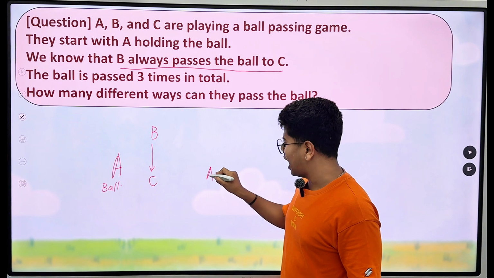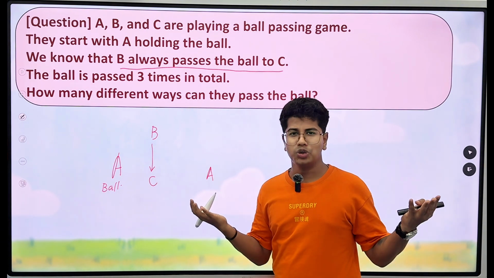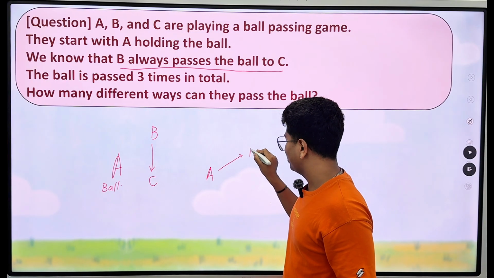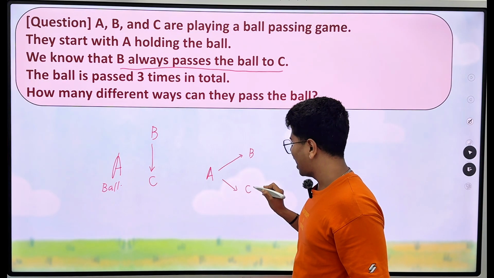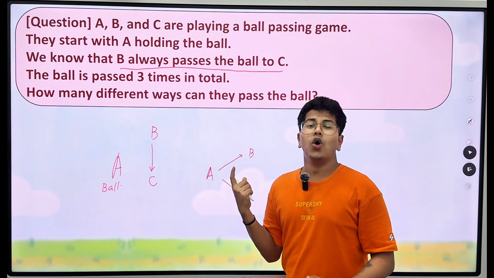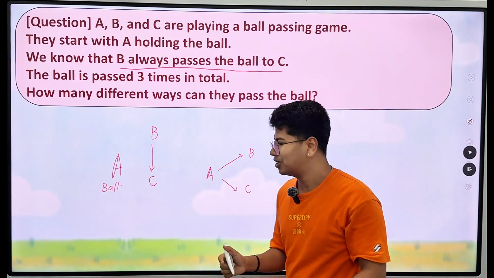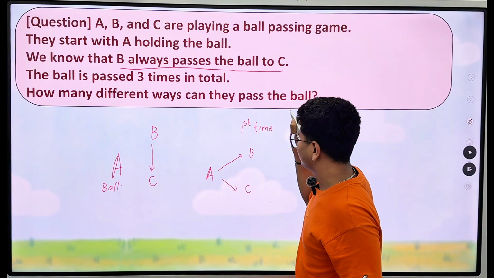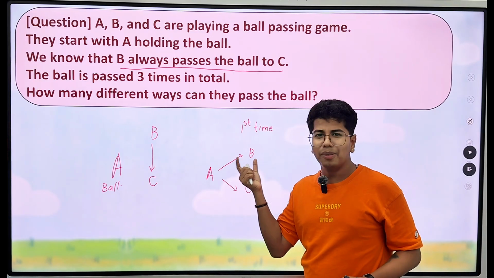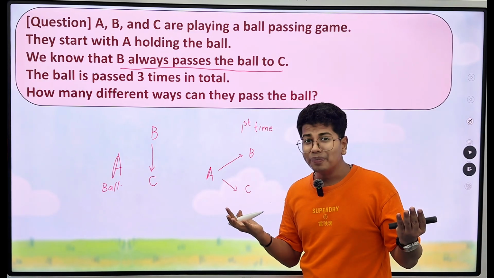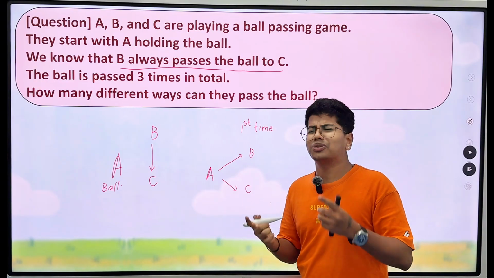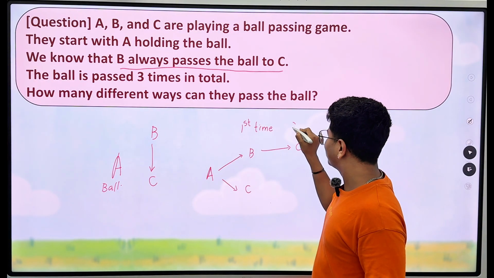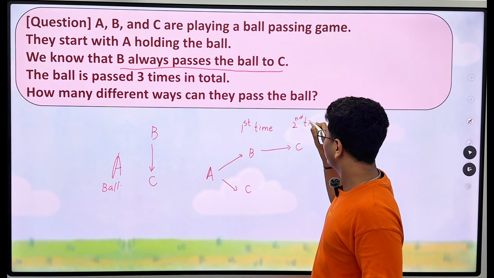So if A has the ball, A can pass to who? Perfect, B or C. So here A passes to B, A passes to C. And this is which time? Just the first time. Very good observation. Check here. First time. Now B has the ball. B can pass to who? Perfect. B can pass only to C. So here B passes to C. This is just the second time.